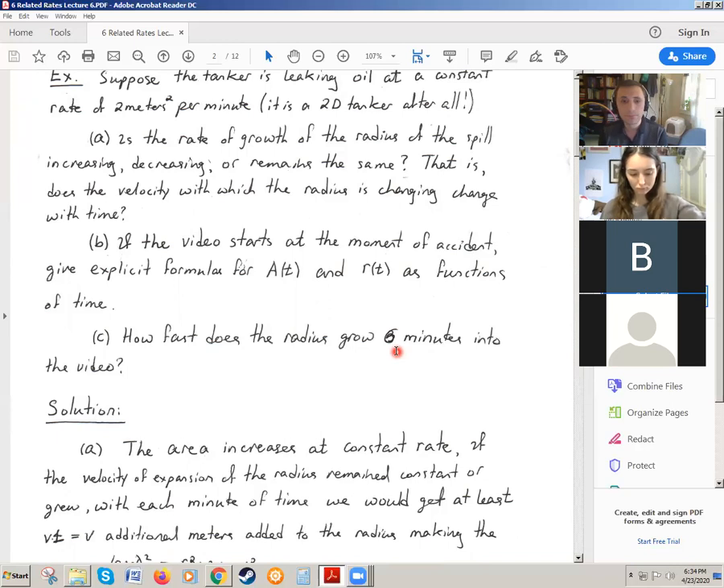Is it 1 over 2 square root of 6? That would only be the measurement, the length of the radius. But what is the speed of growth at that time? Yeah, so you're going to take the square root because we need that.